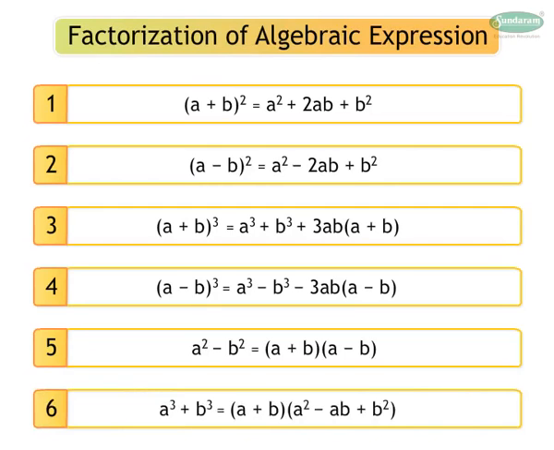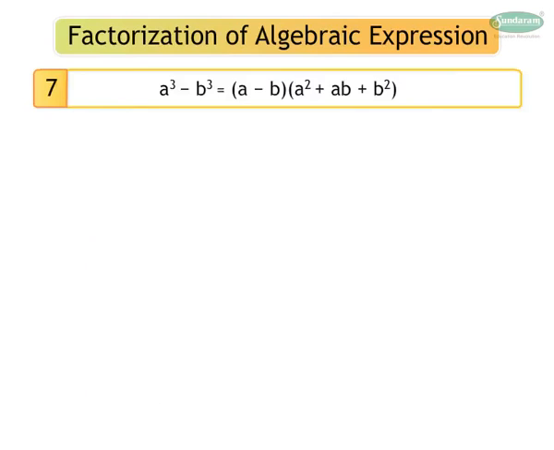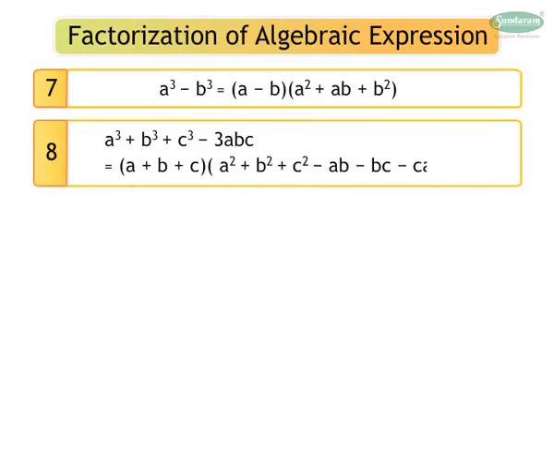6. A cube plus b cube is equal to a plus b multiplied by a square minus ab plus b square. 7. A cube minus b cube is equal to a minus b multiplied by a square plus ab plus b square. 8. A cube plus b cube plus c cube minus 3abc is equal to a plus b plus c multiplied by a square plus b square plus c square minus ab minus bc minus ca.